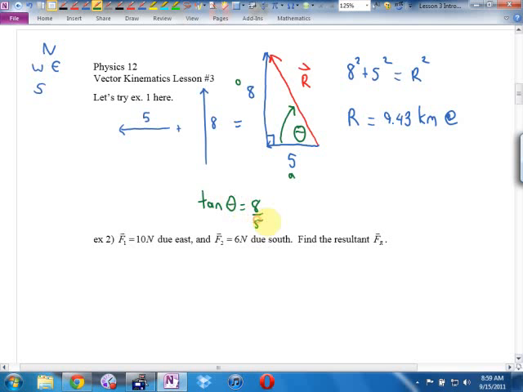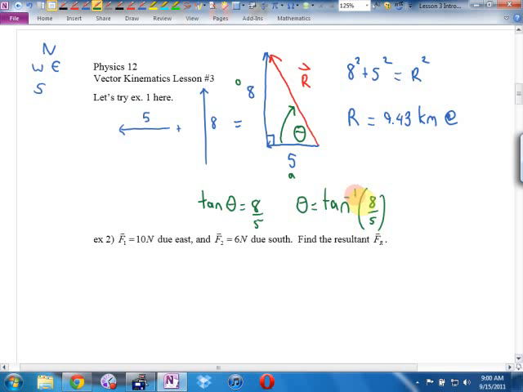Katie, if you're showing work on a test, this is what you would write. I would look for this to be able to give you part marks if you got the wrong answer. If you got the right answer, I'm good with whatever you did. But I would say this. Theta equals inverse tan. Math 12s, what does that little negative 1 mean? Yeah, that's how you write the inverse tan.